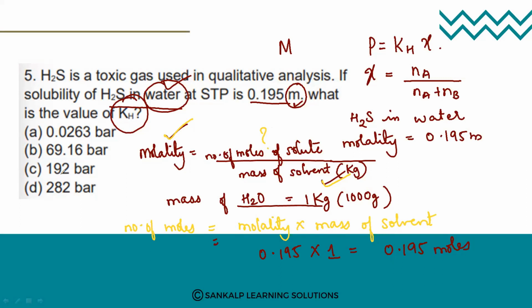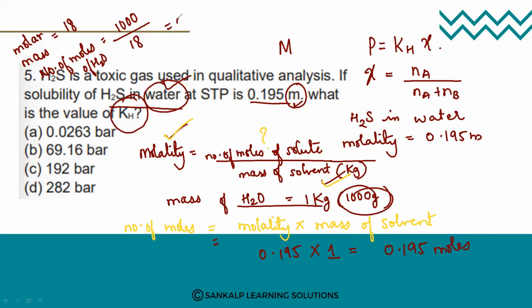Now, molar mass. Next, we have to find what? We have to find the molar mass because we need to find the mole fraction of this. How do you find the molar mass of water? Molar mass of water is 18. Number of moles of water is given weight upon molecular weight. Given weight is 1000, molecular weight is 18. So 1000 divided by 18 will be 55.5. So this is the number of moles of water.